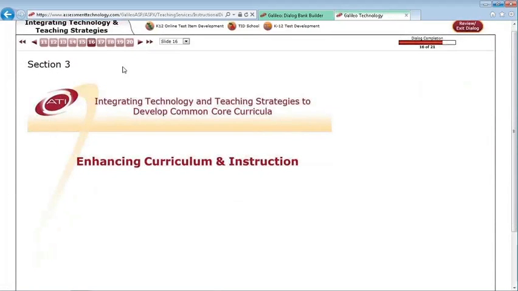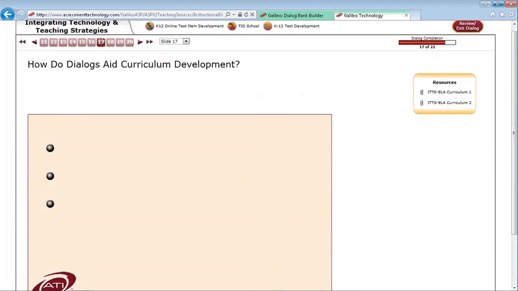So the third section we're getting into is how to enhance curriculum and instruction. The question is, how do dialogues aid curriculum development? I've mentioned it a little bit before, but we'll go into it here. It's the ability to share these resources. The time and effort that somebody puts into a lesson, into building a unit, into curricular materials, all of this can be shared. And it can be shared within your school, or just between two teachers.